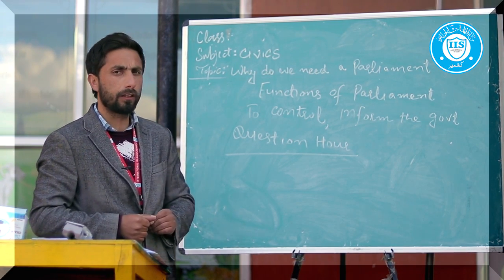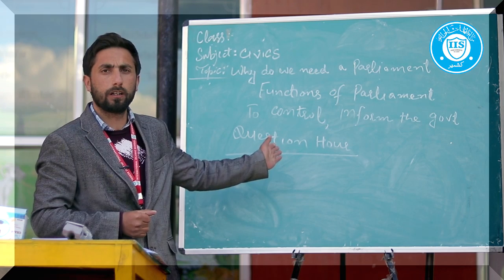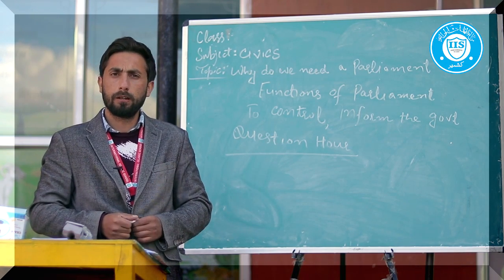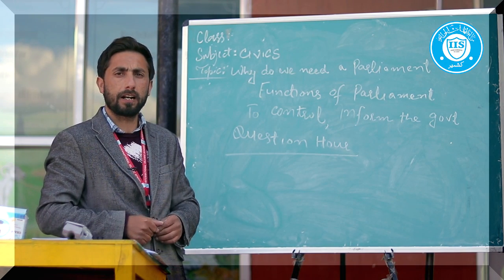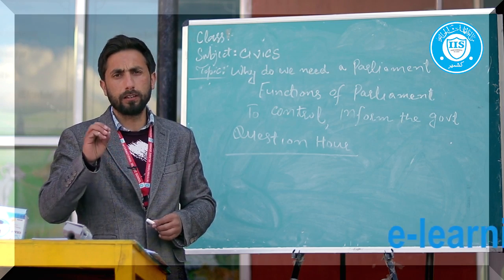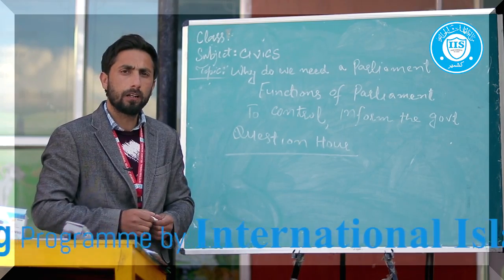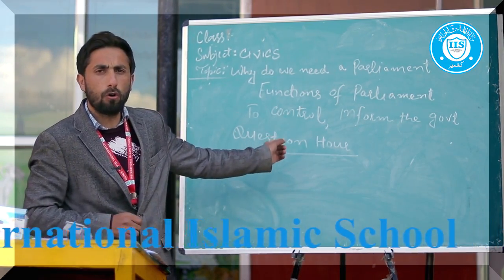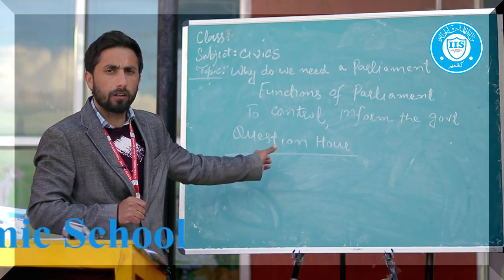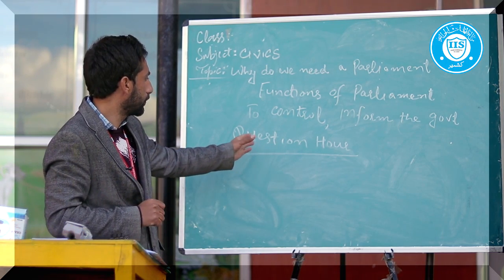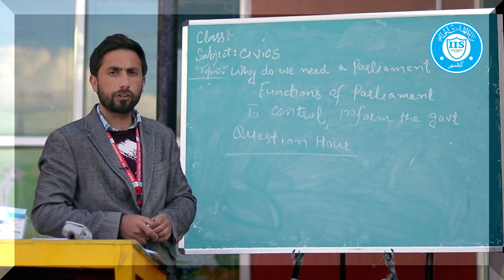And one more important thing here, we highlight the role of the opposition, because the opposition party highlights the drawbacks of the government in their policies or different laws, and the government tries to make more accountability in their laws and policies. So, this was the second function of the parliament.